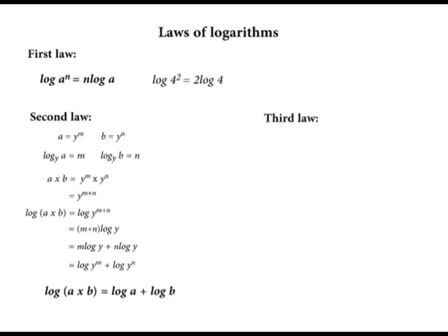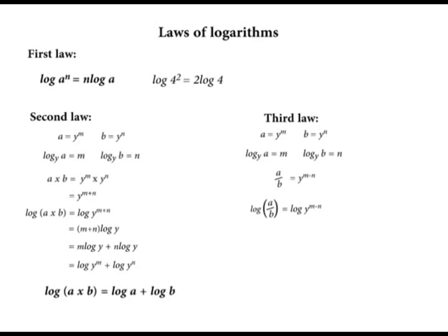Third law, using the same a is equal to y raised to m and b is equal to y raised to n, in logarithm form we'll write log to base y of a is equal to m and log to base y of b is equal to n. Applying the laws of indices, a over b is equal to y raised to m minus n.